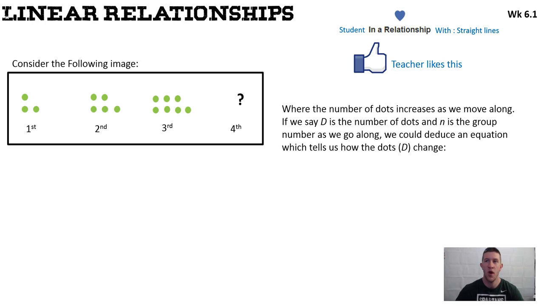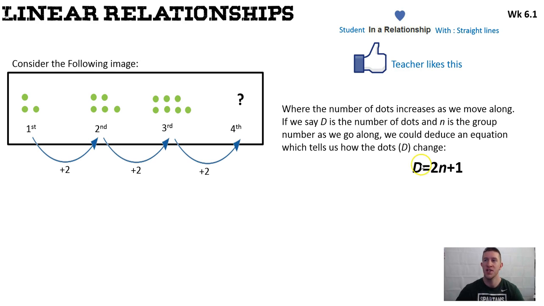We could deduce an equation which tells us how the dots change as N changes. In this case, from the first to second picture, N goes from 1 to 2, and we increase by 2. Second to third, we increase by 2 again. So it's safe to assume that from the third to fourth, we increase by another 2. The equation would look like this: D, the number of dots, is equal to 2 times N, the picture number, plus 1.